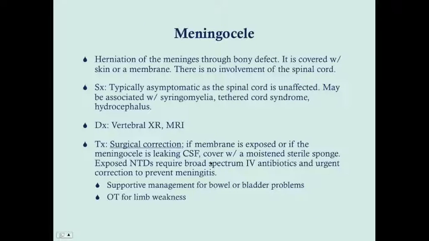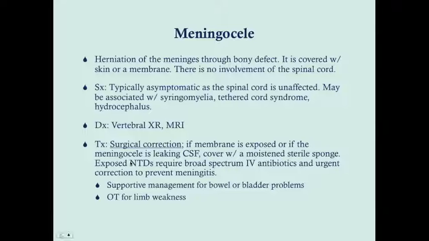A meningocele is a herniation of the meninges through the bony defect, and it's covered with skin or a membrane. Now, it's not always covered with skin. It might just be a membrane, and that's going to affect how we manage the baby. But there is no involvement of the spinal cord, so typically these babies are not going to have long-term sequelae. The symptoms are usually none, since the spinal cord is not affected. But it can be associated with syringomyelia, tethered cord syndrome, or hydrocephalus.